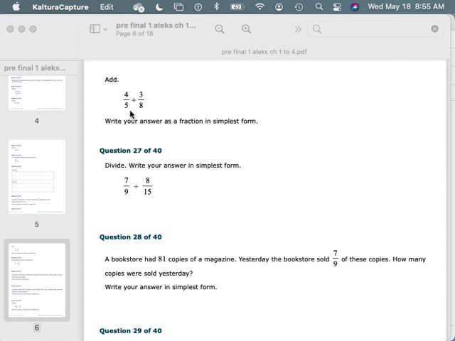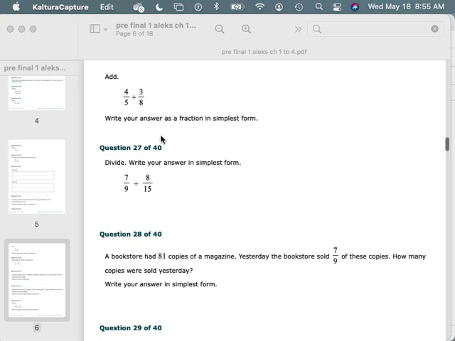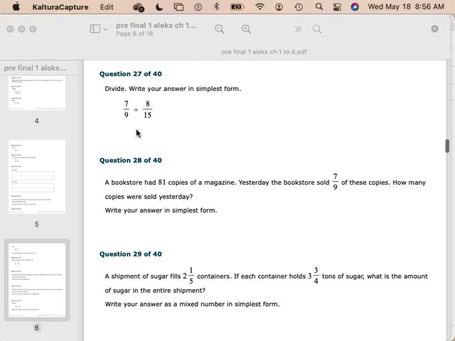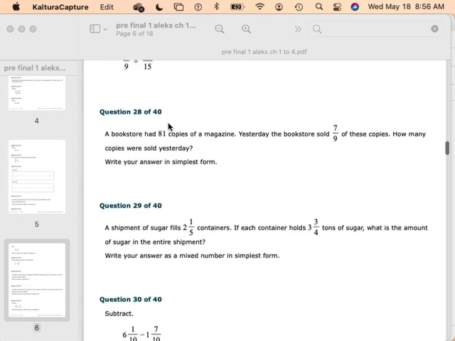Okay, so what are you going to have to do on number 26? You're going to have to get common denominators. Okay, what are you going to have to do on number 27? Keep, change, flip, right? Because you're dividing by a fraction. So you're going to flip it over and turn it to multiplication, right?